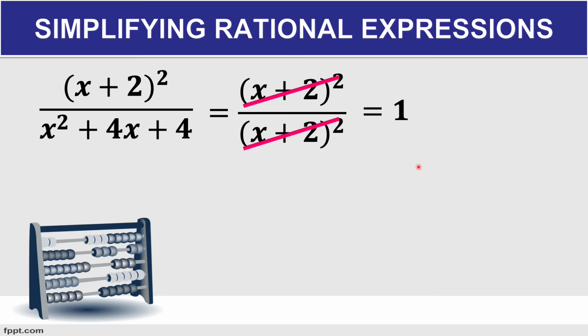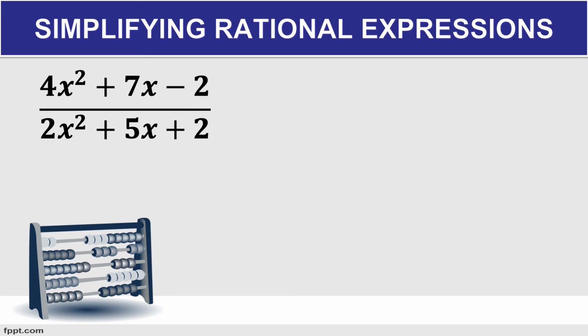Okay? So, hindi wala, hindi 0. Meron yun, 1. Kasi 5, example, 5 divided by 5 is 1. 10 divided by 10 is 1. The same with this. The squared of x plus 2 divided by the squared of x plus 2, that is also equal to 1. Last example, 4x squared plus 7x minus 2 over 2x squared plus 5x plus 2.